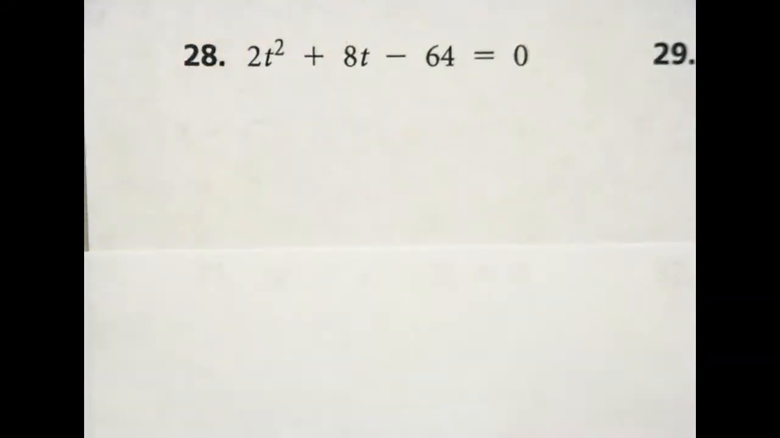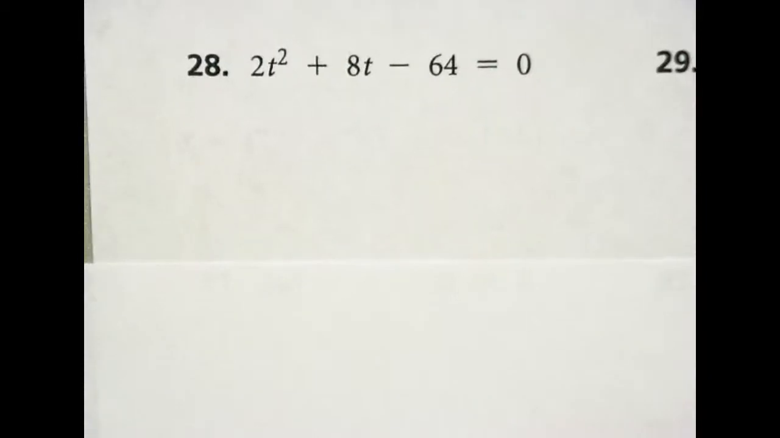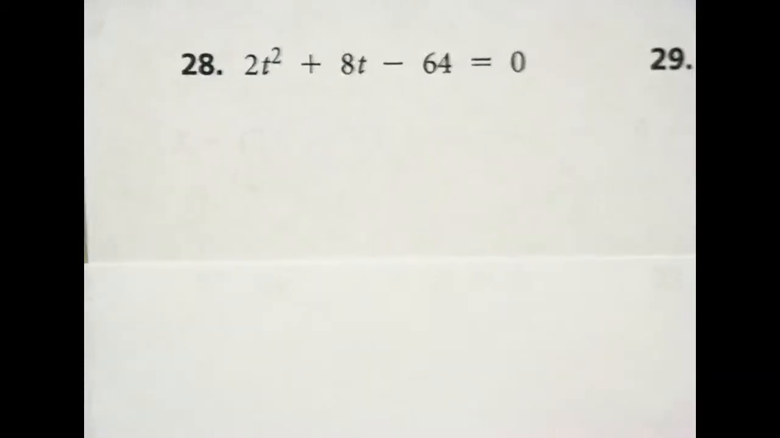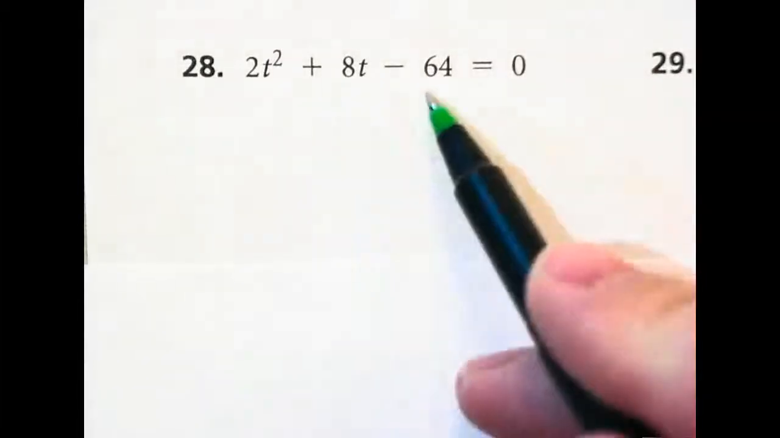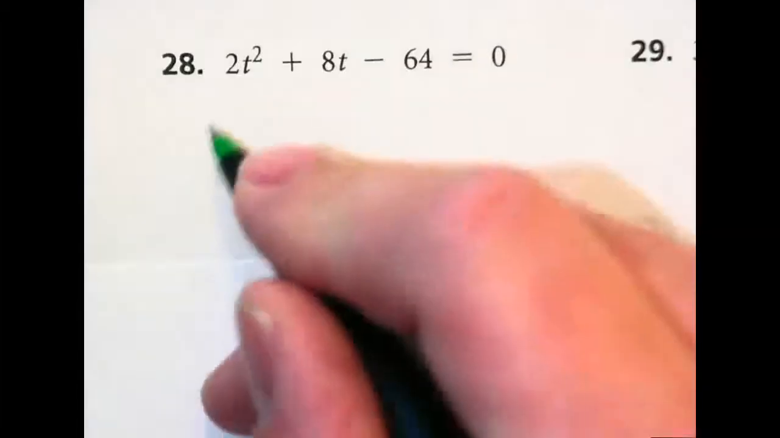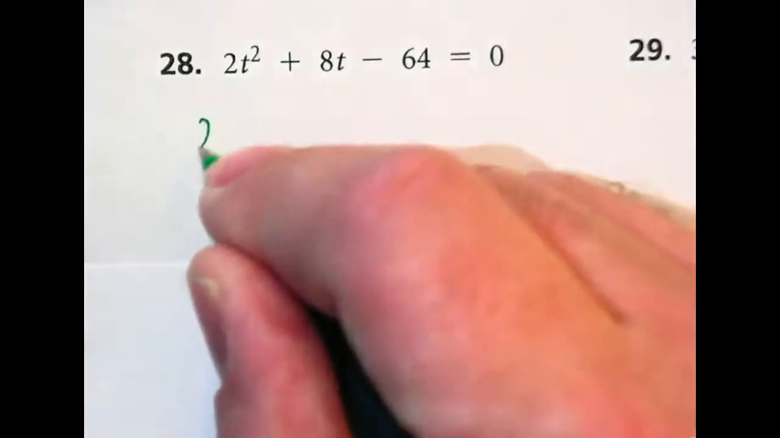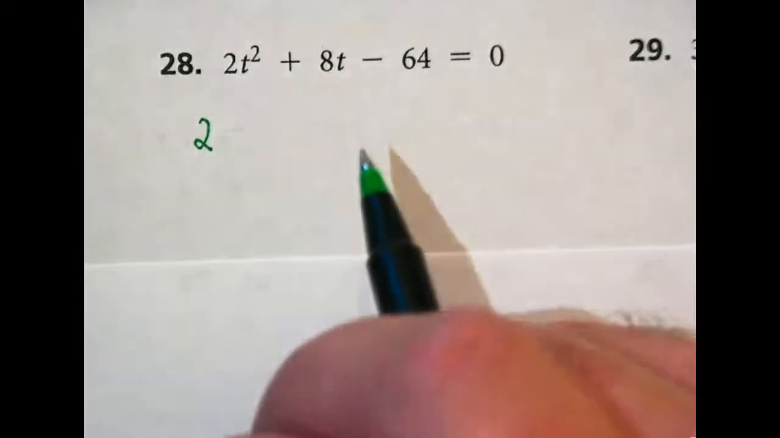What has to happen first? A by C. There's always one thing we should try before we do that. We haven't spent a lot of time talking about it, but yeah, let's try to reduce it. What comes out of each of these terms? 2. So we're really factoring out a 2, so we're pulling out that 2 first.